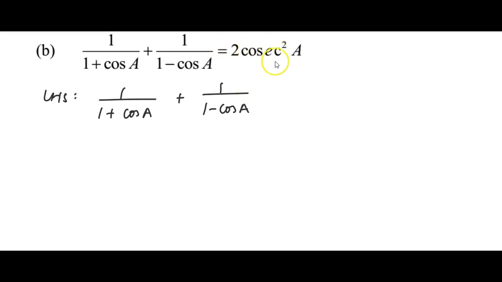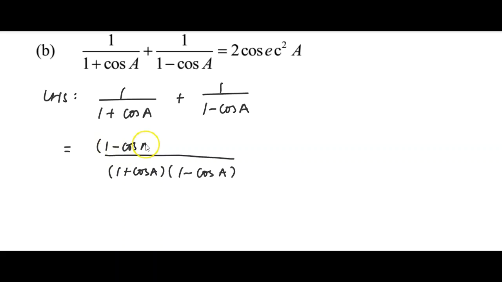You can see that the right hand side over here consists of only one term, that is 2 cosecant square A. So at the left hand side, I have two terms, right? The only way that I can make it into one term is by equating the denominators. I'm going to take this first term and multiply by 1 minus cos A. So the denominator will become 1 plus cos A multiplied by 1 minus cos A. And the 1 needs to be multiplied by 1 minus cos A as well, plus the second term, whose numerator needs to be multiplied by 1 plus cos A.